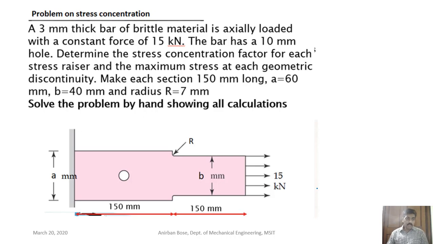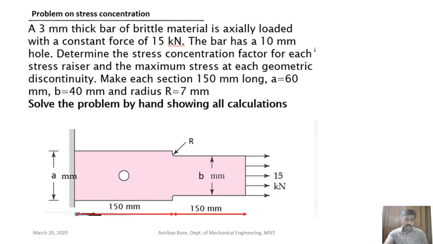Let us take the first problem, where it is a bar. You can see this is the bar, and its dimensions are given. Here this is A, this is B. Here is one source of stress concentration, the fillet radius. This is the fillet, and there is another source of stress concentration, the hole. So two kinds of stress risers are present in this particular problem.